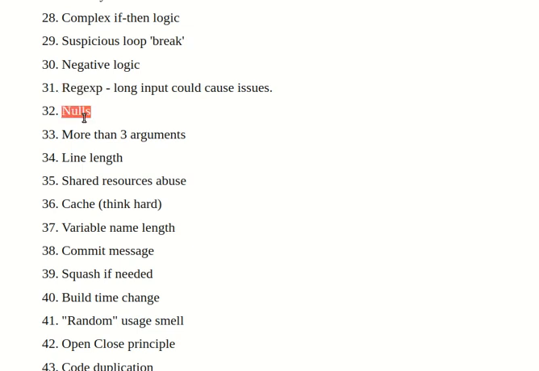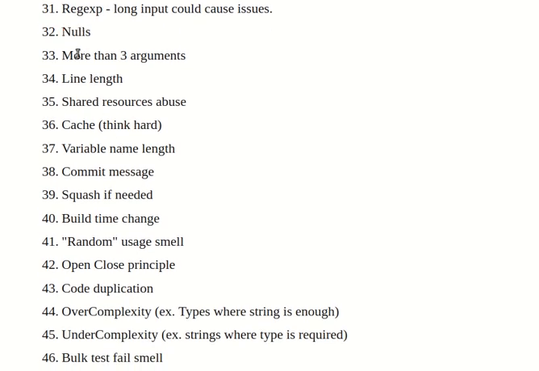Nulls. Do you have nulls in the code? What happens if you have nulls in the code? More than 3 arguments. Usually when you have something with more than 3 arguments, this means that the body of the function is doing too many things. When it's doing too many things, it's time to rethink that piece of code.